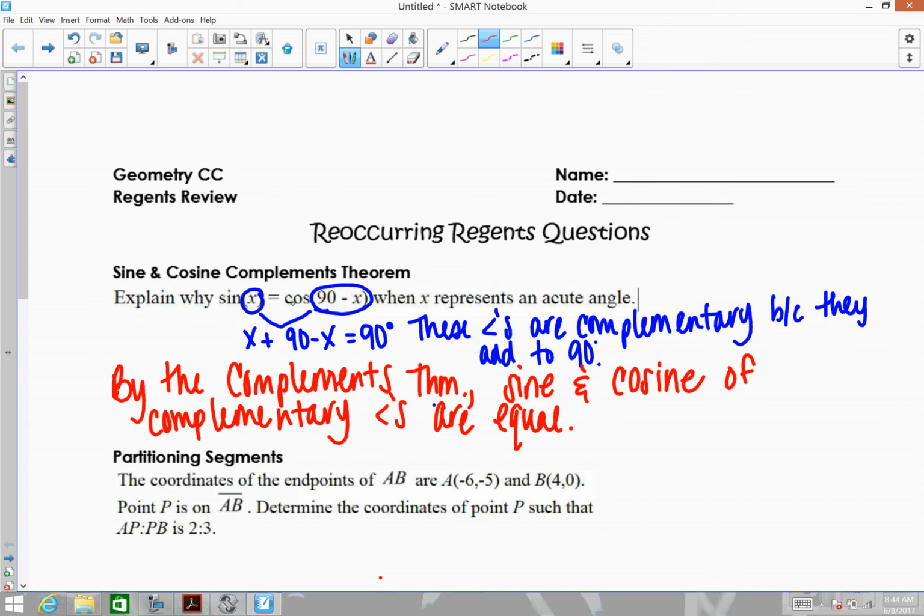Sometimes you might have to find one of the angles, like they might give you sine of 60 and you have to know cosine of what equals that. So you would just look for what angles add to 90. So that's all you have to remember for it.